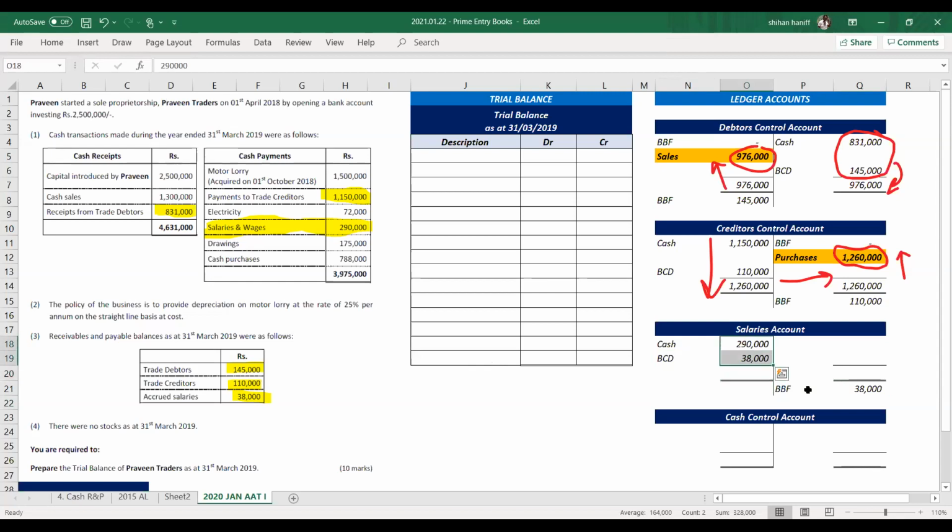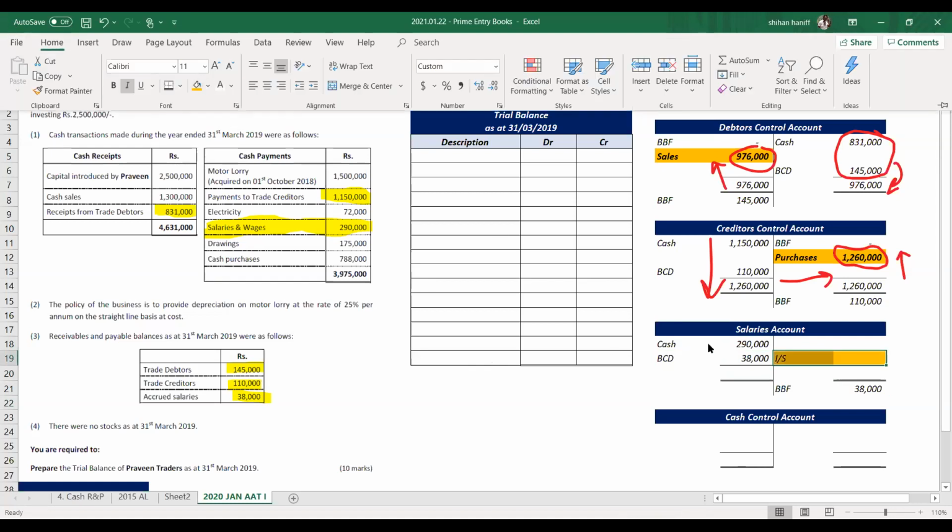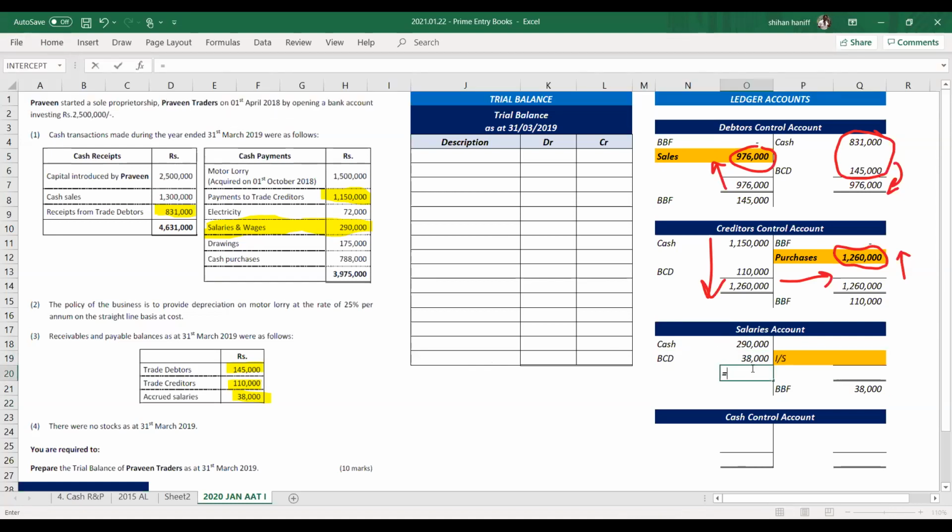So 290 paid, another 38 is payable, means the salary expense for the year will be the addition of these two. So salary expense for the year is 328,000. 290 paid, another 38 is payable. So total salary for the year is 328,000.